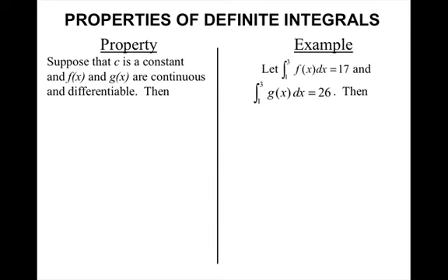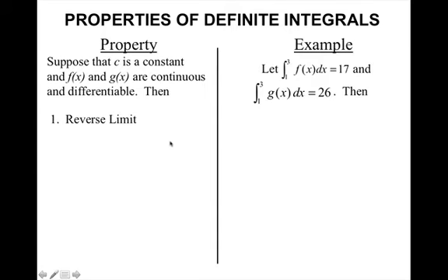Alright, so for each property, I'm going to have the property on the left-hand side, and an example for that property on the right-hand side. So suppose that C is a constant and F and G are continuous and differentiable. And for our example, we're going to use the integral from 1 to 3 of f of x dx equals 17. So that means that the area underneath f of x between 1 and 3 is 17. And the integral from 1 to 3 of g of x dx is 26.